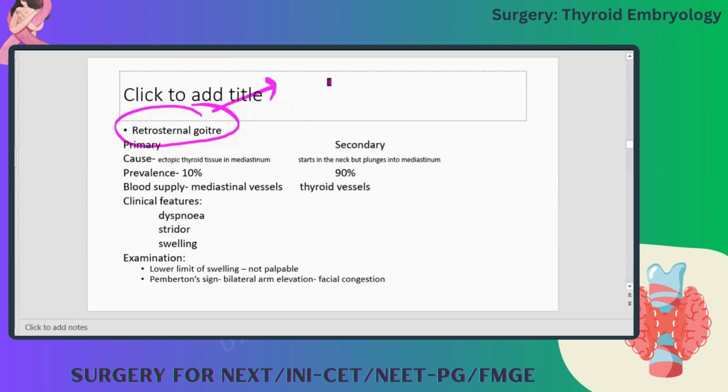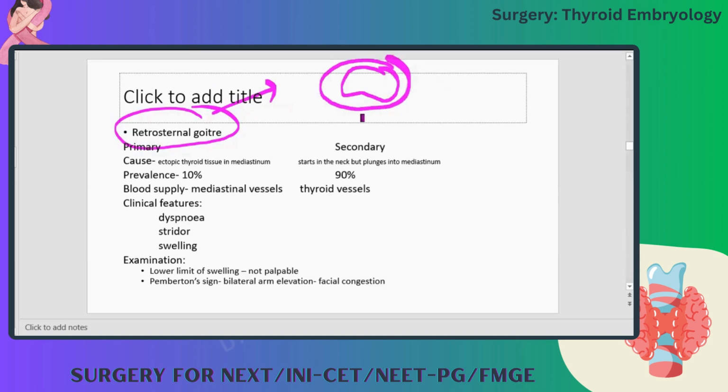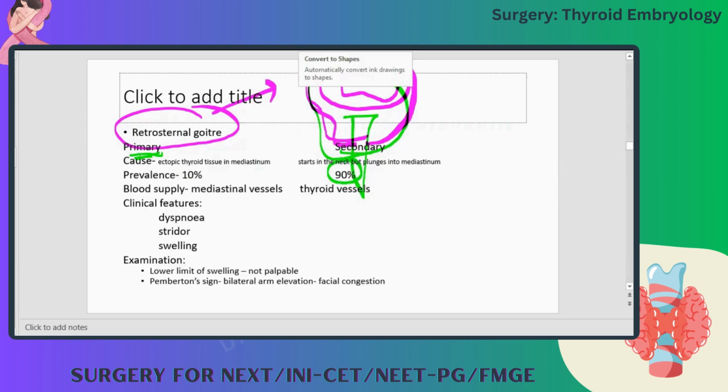So there are two types of retrosternal goiter. Normally the thyroid gland is like this. It enlarges, it should be like this. But what happens here is there is a sternum here, so this gland will go behind the sternum. This is a retrosternal goiter. So we will not be able to identify the lower limit. There are two types here again, primary and secondary. Primary is ectopic thyroid tissue in the mediastinum. Secondary is it starts in the neck and goes below. This is the common type, 90% is like that only. It starts in the neck, it goes below.